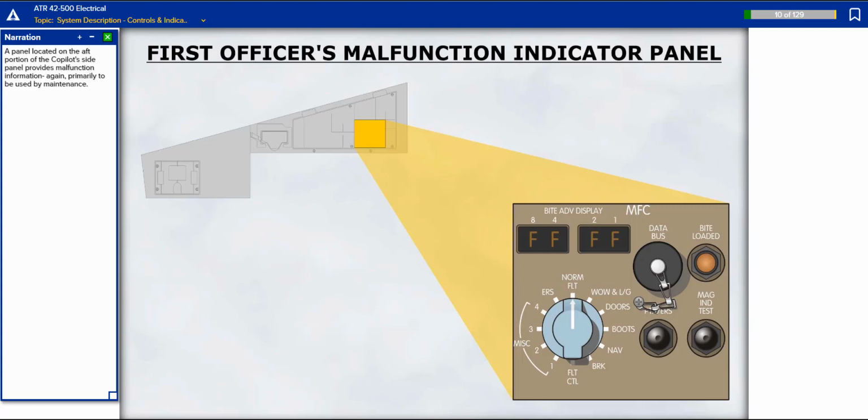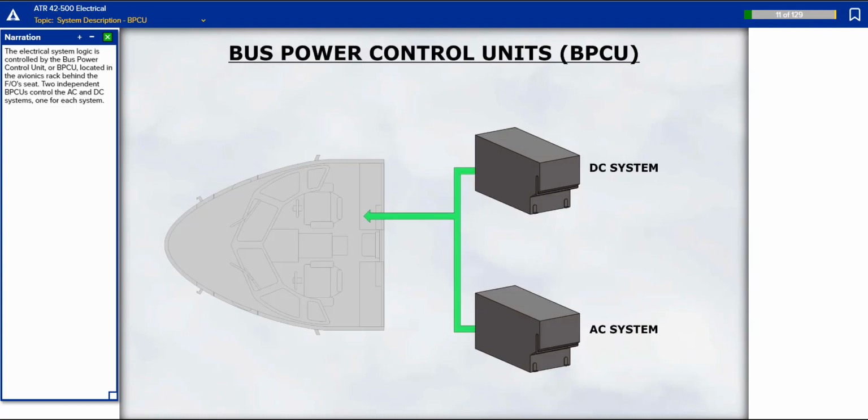A panel located on the aft portion of the co-pilot's side panel provides malfunction information, again, primarily to be used by maintenance. The electrical system logic is controlled by the bus power control unit, or BPCU, located in the avionics rack behind the first officer's seat. 2 independent BPCUs control the AC and DC systems, one for each system.